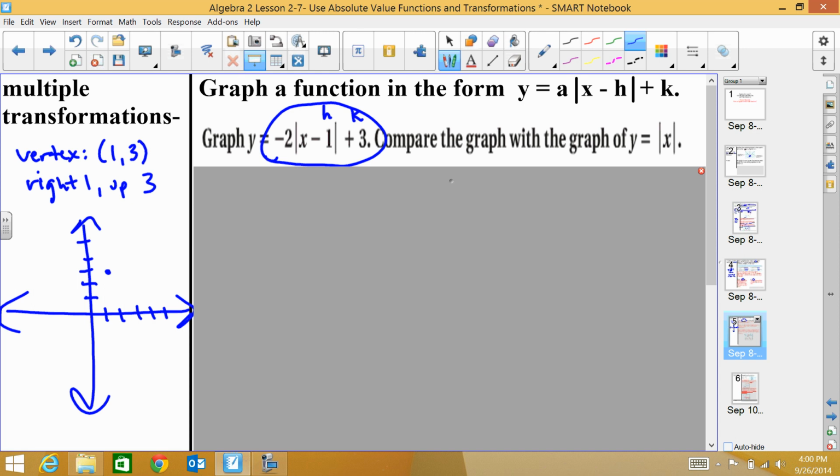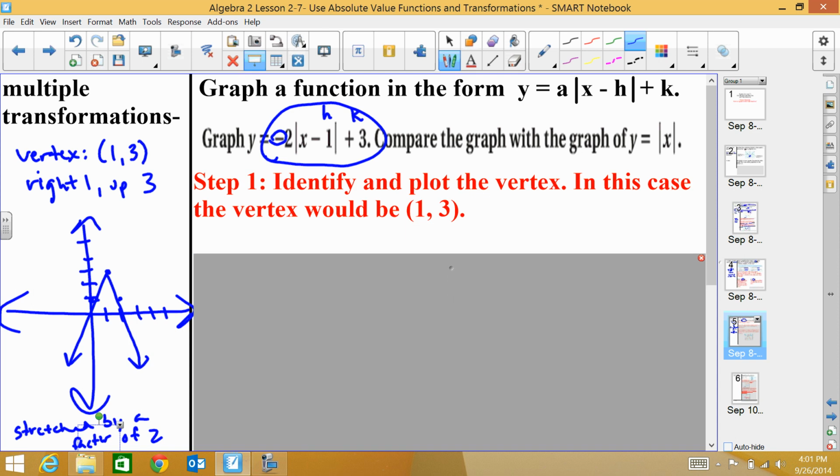Then I need to decide if it's going to be reflected, is it upside down, or is it right side up? Well, there's a negative sign here, so it is going to be reflected. So it's going to be upside down. My slope is a negative 2, so it's going to go down 2 right 1, down 2 left 1. And so my V shape is going to look like this. Now notice it's skinnier than normal because I have a 2 right here. So this is also stretched by a factor of 2.